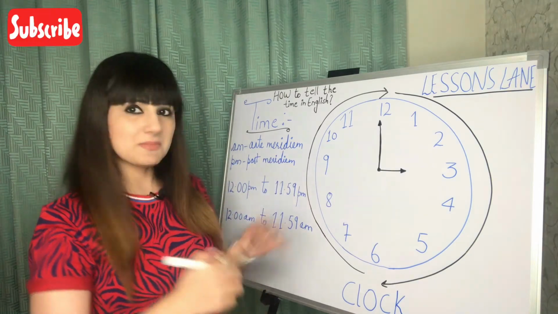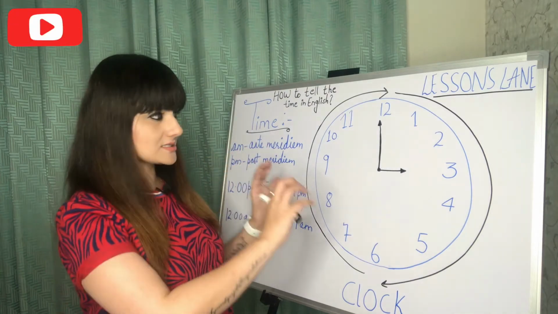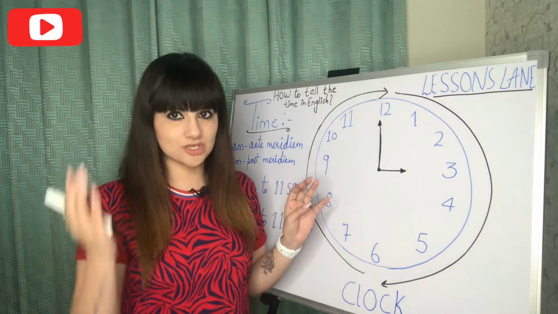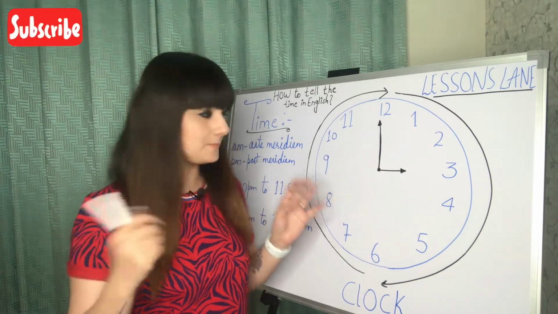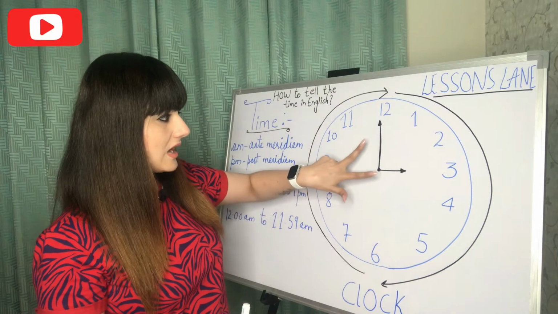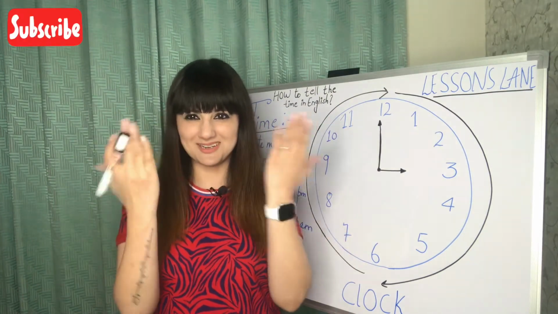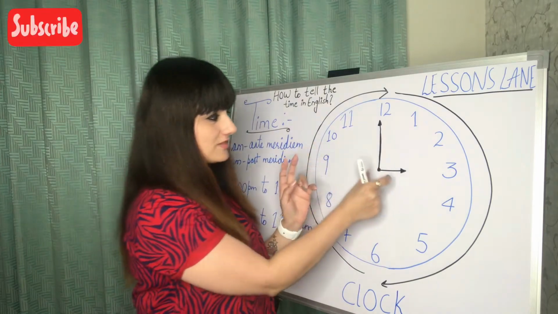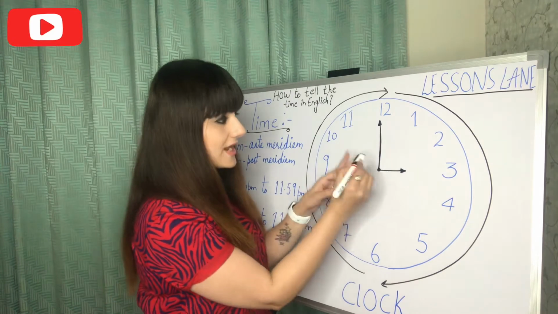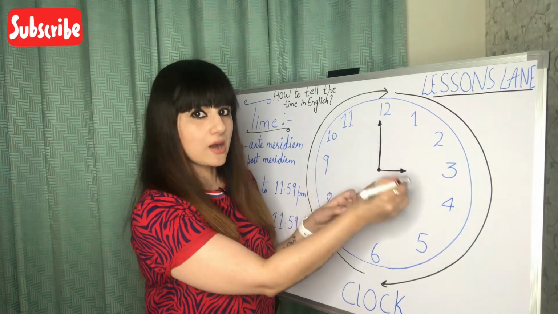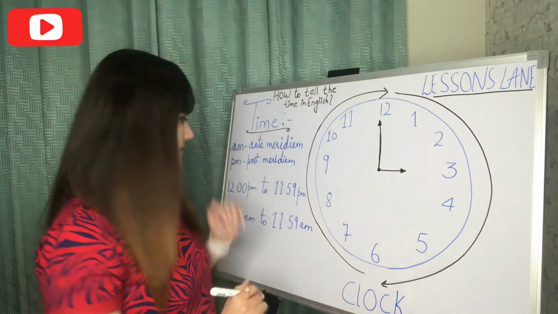So let me give you a brief introduction about the clock, and there are some abbreviations I'm going to tell you which we use when we tell the time. Here we have two hands, but they are not equal. One is the shorter hand and the other is the longer hand. The shorter hand points to hours, and the longer hand points to minutes.